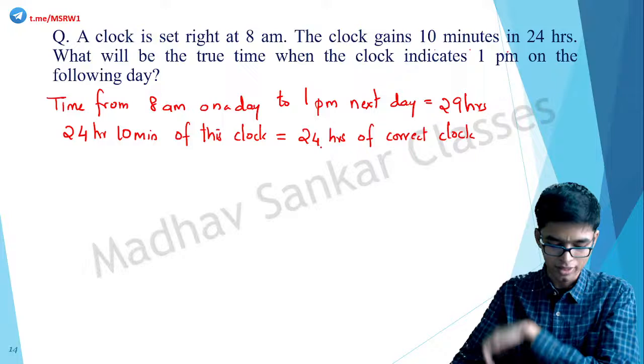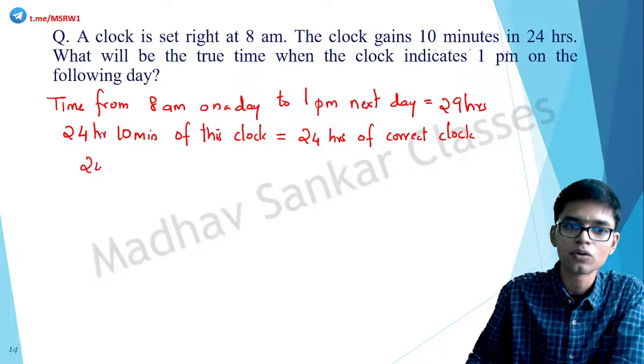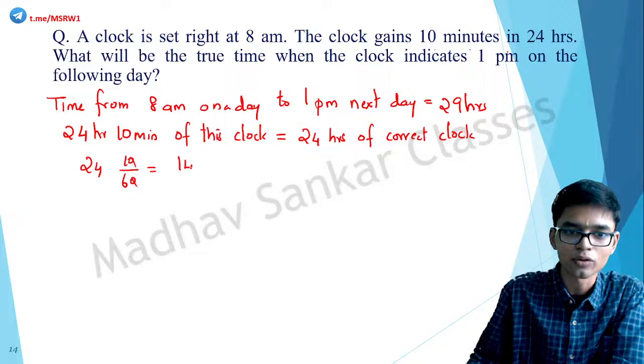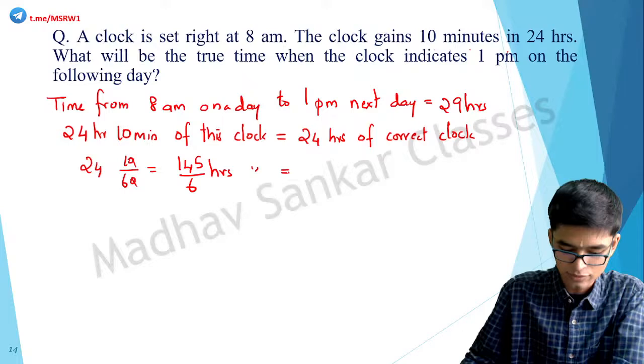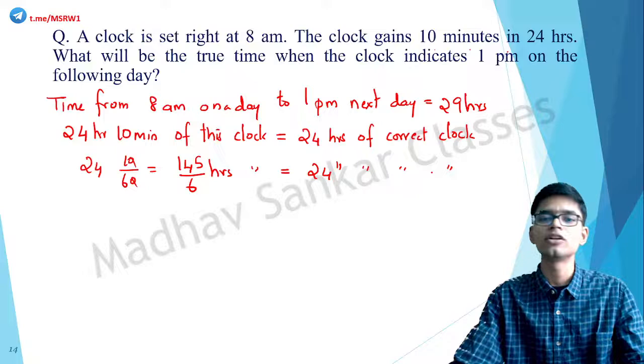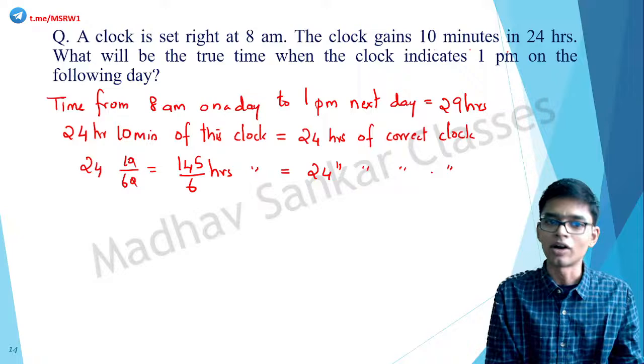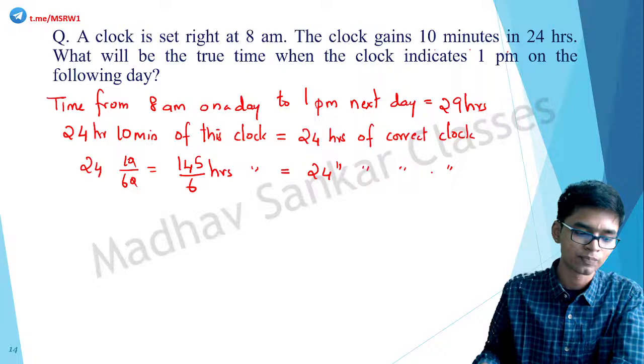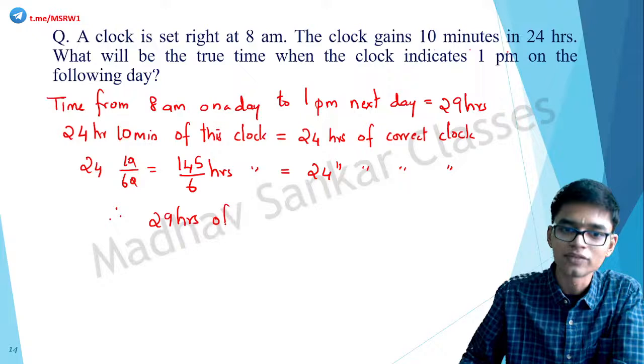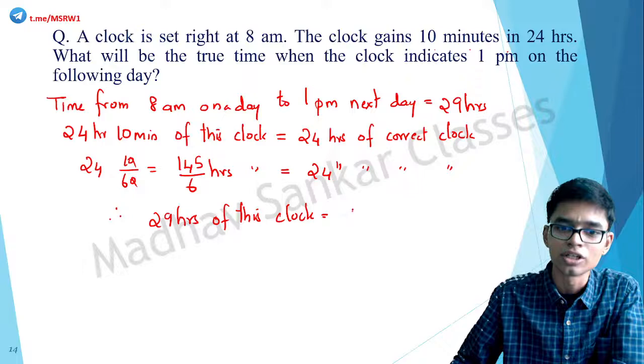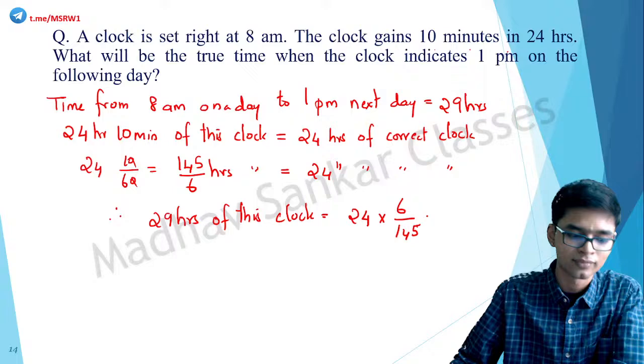Correct. Understood. Now we can convert this into fraction. So 24 hours and 10 by 60 hours. Okay, this is equal to 145 by 6 hours of this clock is equal to 24 hours of correct clock. Converting it into a fraction, converting it into hours. Okay, instead of hours and minutes, we are converting the whole thing into hours. 145 by 6 hours of this clock is equal to 24 hours of the correct clock. Therefore, 29 hours of this clock, that is what we have to find, is equal to how much? 24 into 6 by 145 into 29 hours.